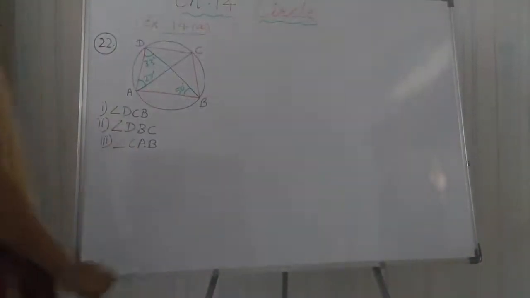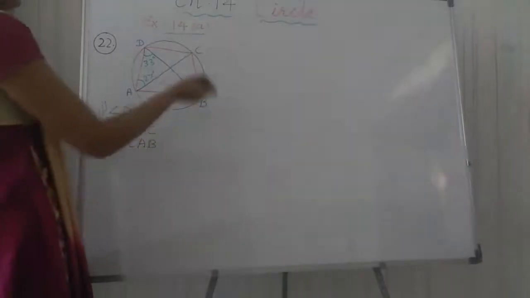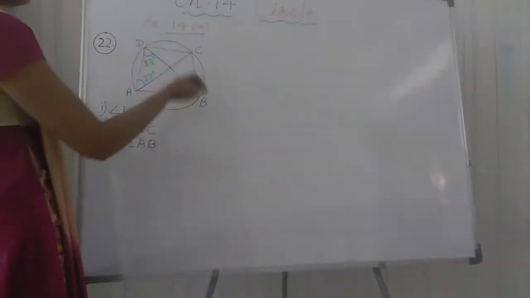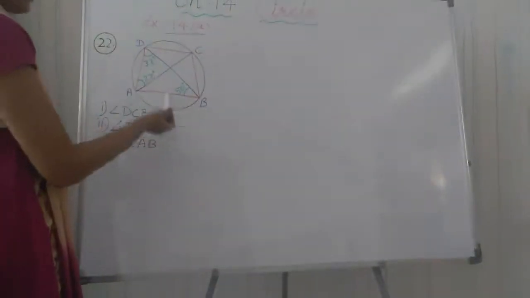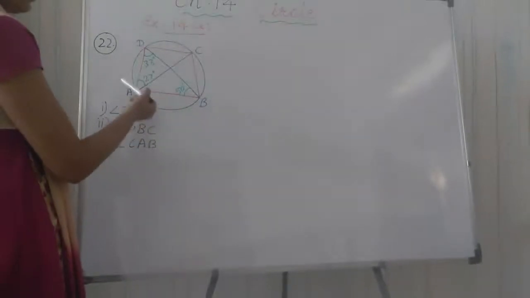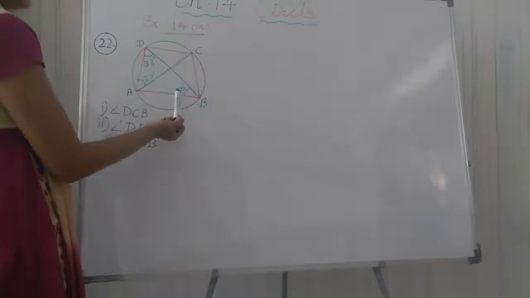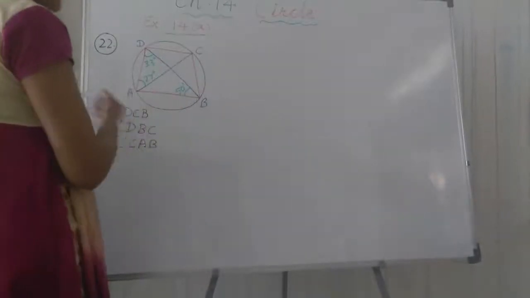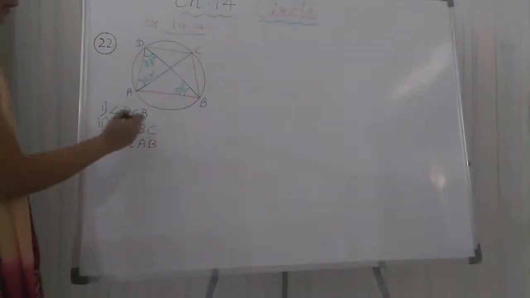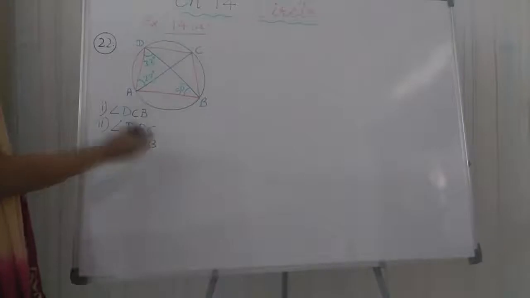Question number 22, exercise 14a. So in this question, students, you are given a figure like this. Circle ABCD is a cyclic quadrilateral. These three angles are given to you. One is ADB, other is CAD, and the third is DBA. So these three angles are given to you, and three more angles we want to find out. So DCB, angle DBC, and CAB.